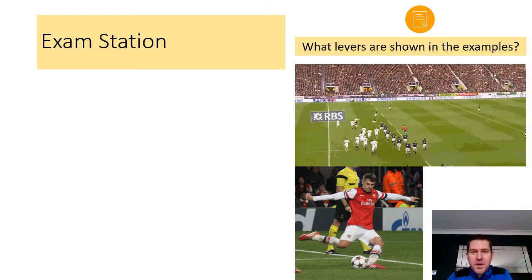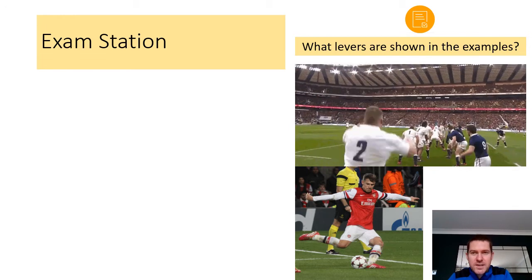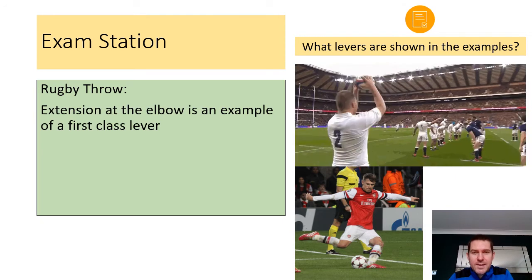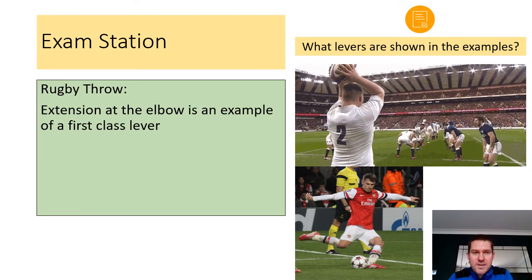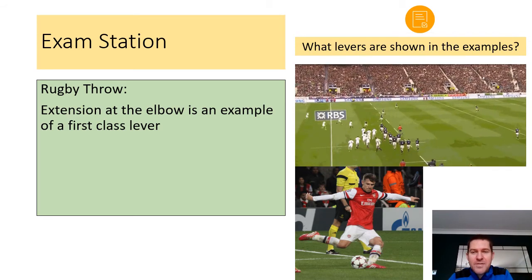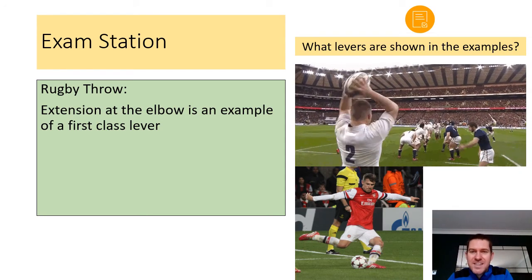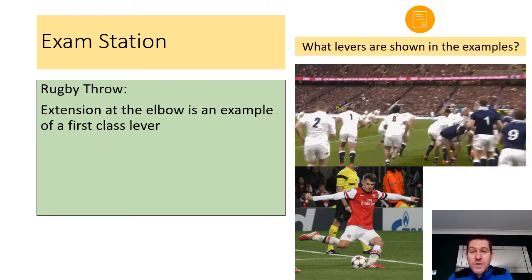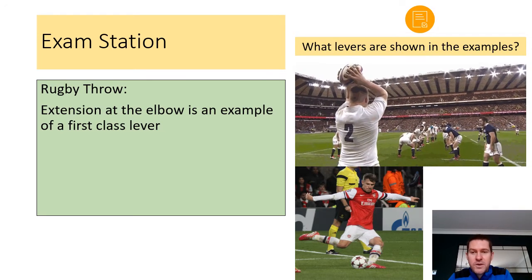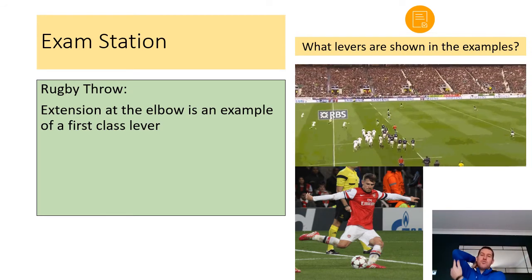Okay, so hopefully you've had a go at that. You've unpaused your video now. Let's see if you've got any of these sporting examples correct. When we look at the rugby throw by the hooker, the number 2 that you can see in the example, we're looking at that extension at the elbow, and this is an example of a first class lever. So the extension at the arm is referred to as a first class lever. Remember, the fulcrum is in the middle of the first class lever. When we're looking at that extension phase, we're using the tricep.